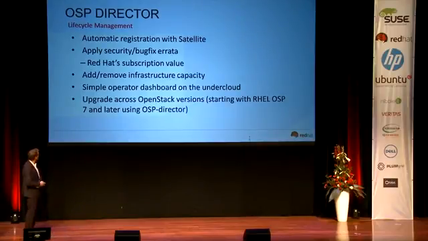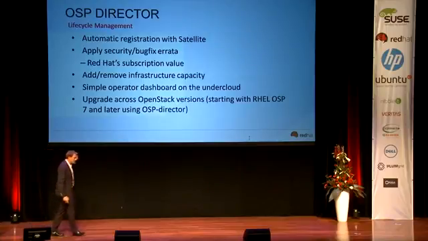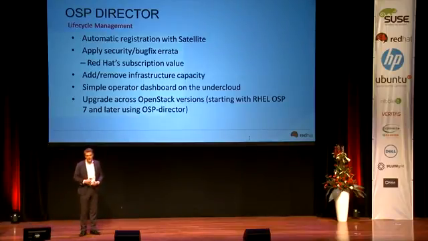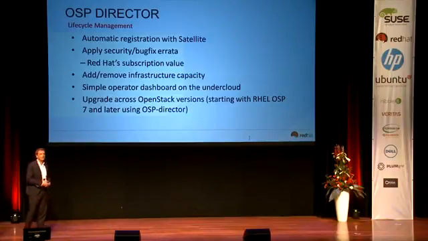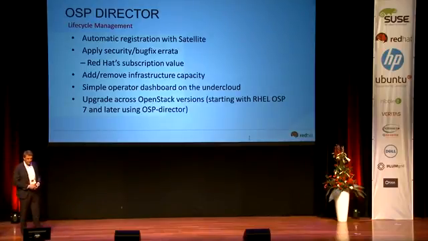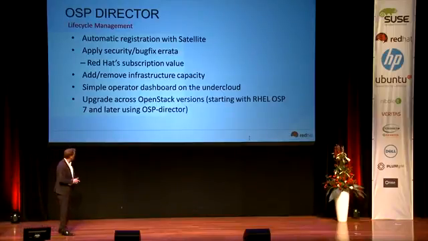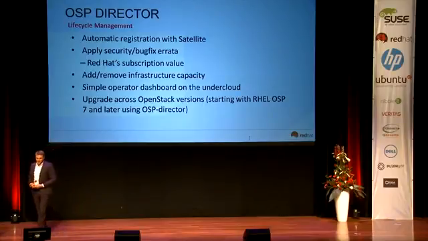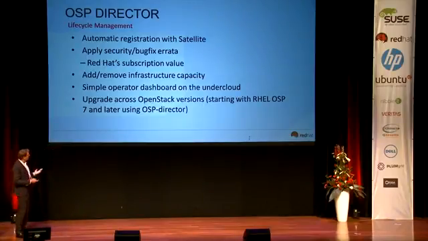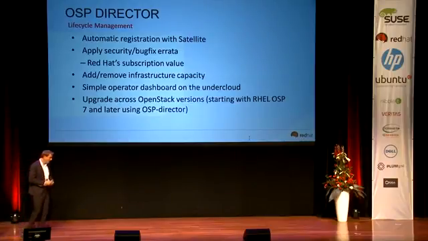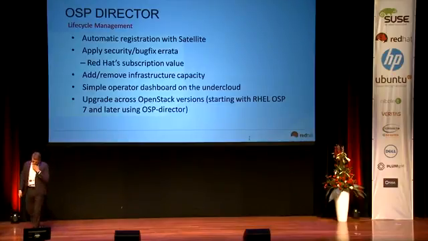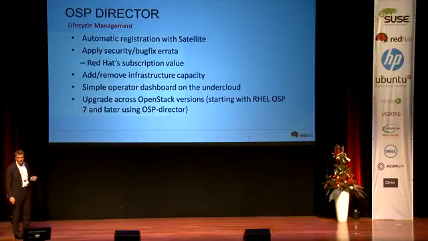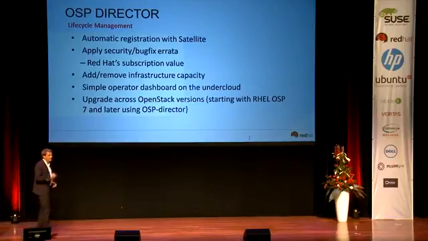In a Red Hat context, there's automatic registration with Satellite of all the hardware in OSP Director. OSP Director can pick up from Satellite all the patches and updates that you might need for OpenStack and distribute them across your cloud. You can add and remove infrastructure capacity automatically. Of course, that's one of the main things of OpenStack, on demand. You have some simple dashboards on the performance and the status of your undercloud, of your OpenStack environment. Now you can actually upgrade across OpenStack versions, starting with RHEL OSP 7, the next release.